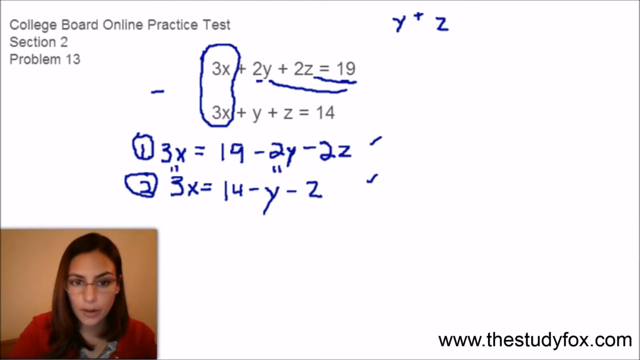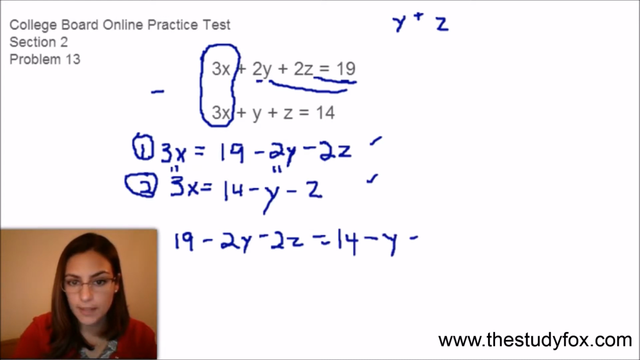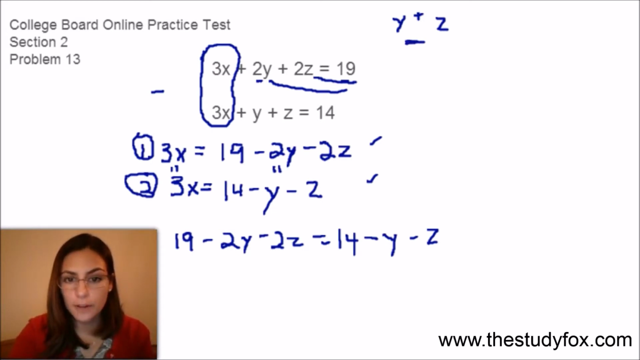Okay, so then we're going to write 19 minus 2y minus 2z equals 14 minus y minus z. Alright, so as you can see, we've eliminated the x from our equation here, and we're just left with y and z, which are the variables that we want to solve for.